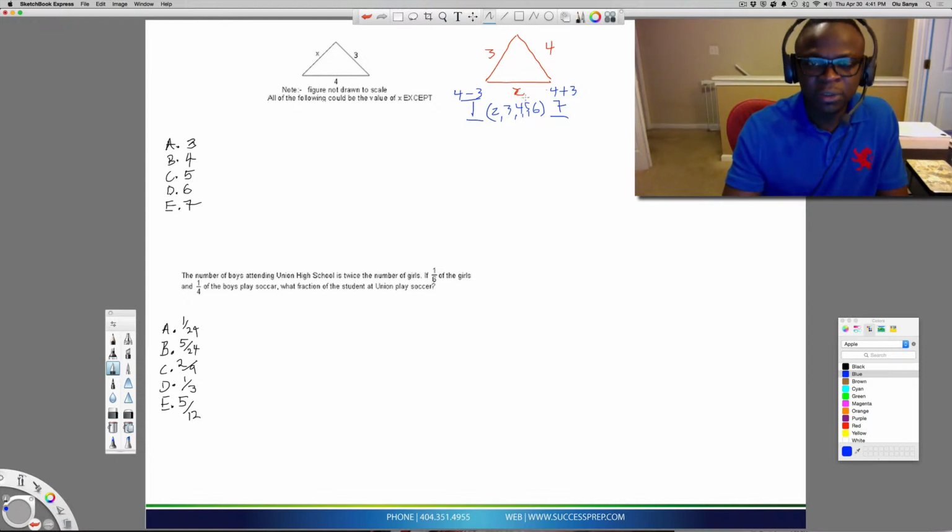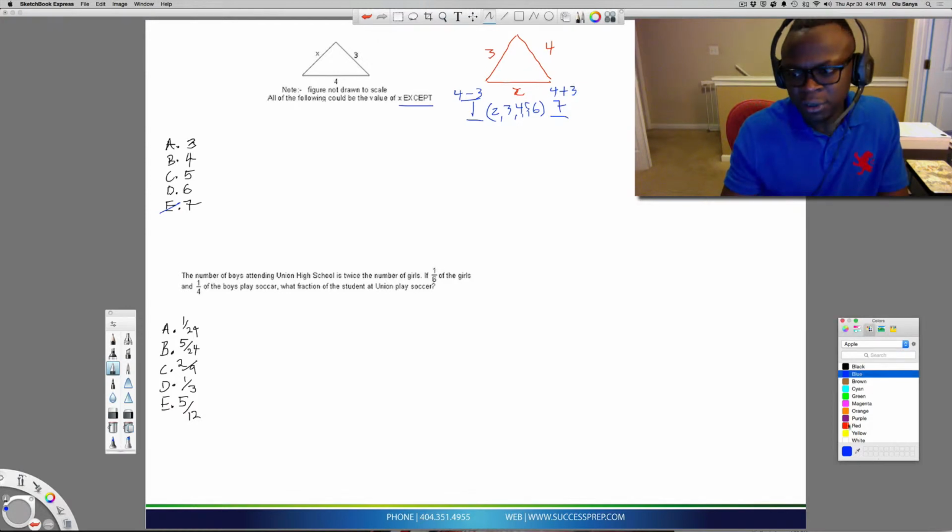So when it's just a normal triangle like this, just find the difference, which gives you the lower outer boundary, and you do the sum, which gives you the upper outer boundary. And so the third side will be everything in between that. So as you can see, all of the following could be the value except. So we want the one that does not work, and the one that does not work is E. So the answer here is E, 7.